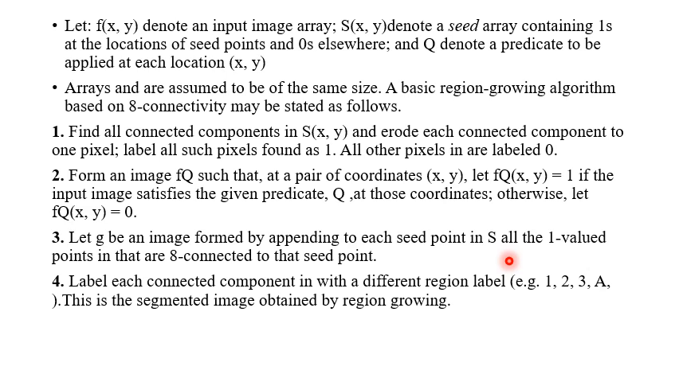So suppose I started from 4 seed points. Label each connected component with a different region label, for example, 1, 2, 3 like that. So this is a segmented image that is obtained by region growing. What you're studying now is a very simple algorithm. That's enough for now. We label them and we keep growing them.